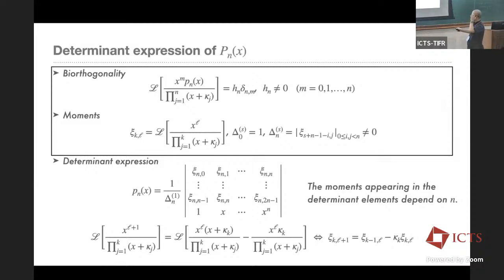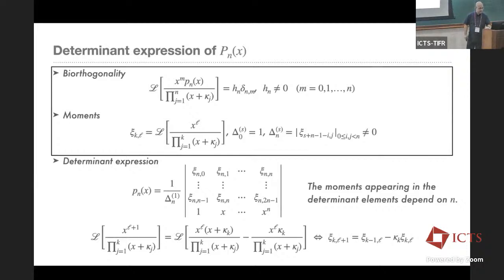In this determinant expression, each element should depend on the degree n. This is a difference from the standard orthonormal system. And the moment has a slightly complicated linear relation. So here we have two indices in the moment, but these two indices are not independent. They are related by this type of relation.